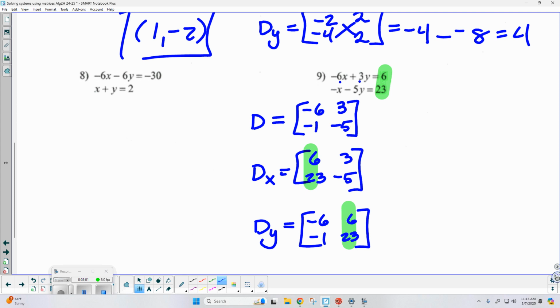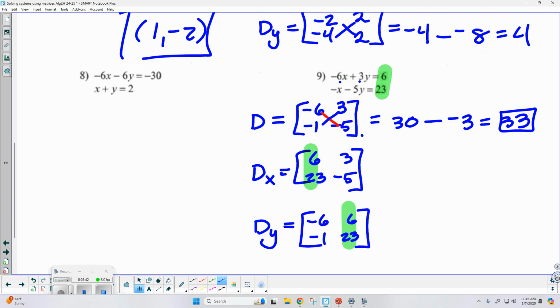Now here's how we find the determinant. The determinant is a number associated with a matrix that helps us solve systems. We're always going to start on this diagonal, from the top left to the bottom right. So what's a -6 times a -5? That is a +30, and we will always subtract the product on the other diagonal. So -1 times 3 is a -3. But what happens when you subtract a negative? You add it. So 30 plus 3, we're looking at 33. That's my determinant for matrix D.